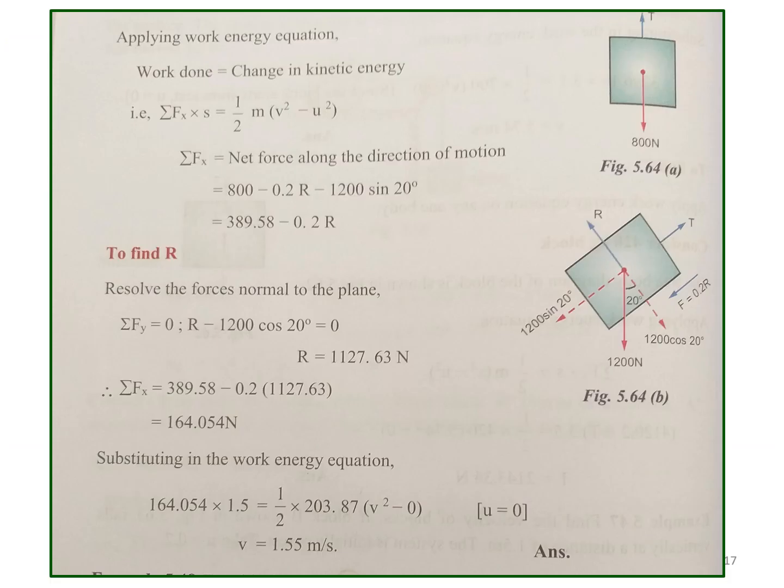Again you have to draw the free body diagram of each block. For the block which is hanging freely, you have the self weight and the tension in the string. For the block resting on an inclined plane, you have the normal reaction and the self weight. This self weight can be resolved into two components, one along the plane and one perpendicular to the plane. Along the inclined plane it is 1200 sine 20, and perpendicular to the plane you have 1200 cos 20. Then you have the tension T in the string. So you have to get the normal reaction.